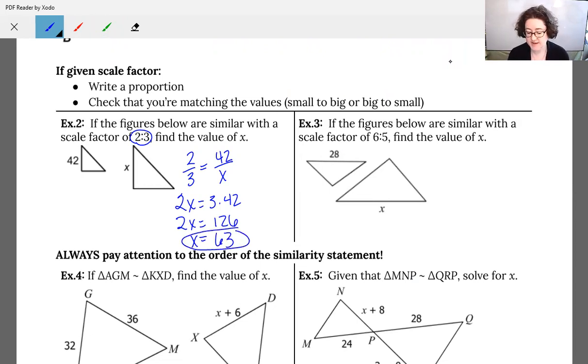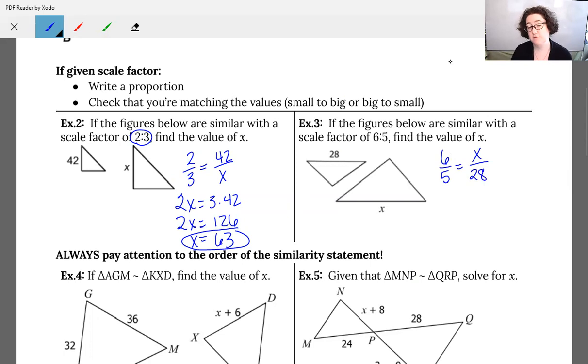Okay, same thing for example 3. We're given our scale factor 6 to 5. So if I start with that, I'm going big to small. So what should our second ratio be written as? Big triangle first means I'm looking at the X compared to the 28.